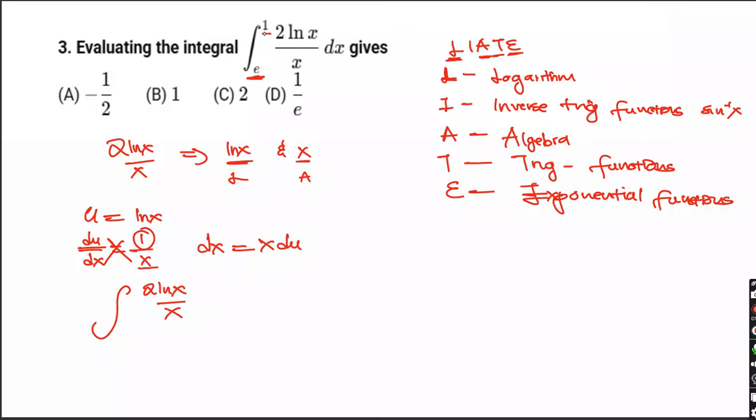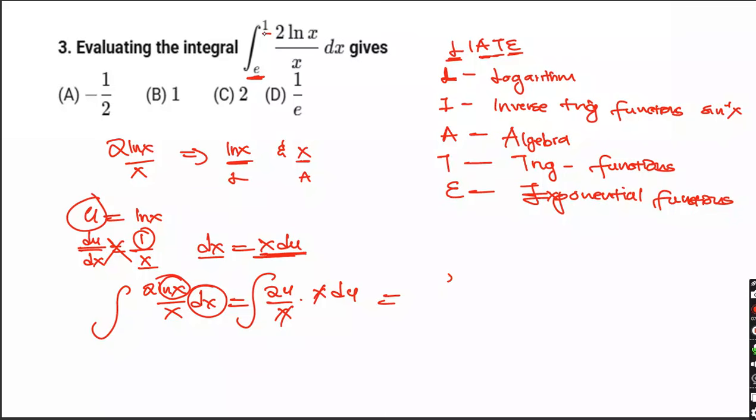You are going to appreciate that this ln x is just the value of u. So where there is ln x, we put u, so we have 2u over x. Then where there is dx, we put x du, because dx is equal to x du. So we say the integral of x du. You can see that x and x are going to cancel, then our integral becomes 2u du.